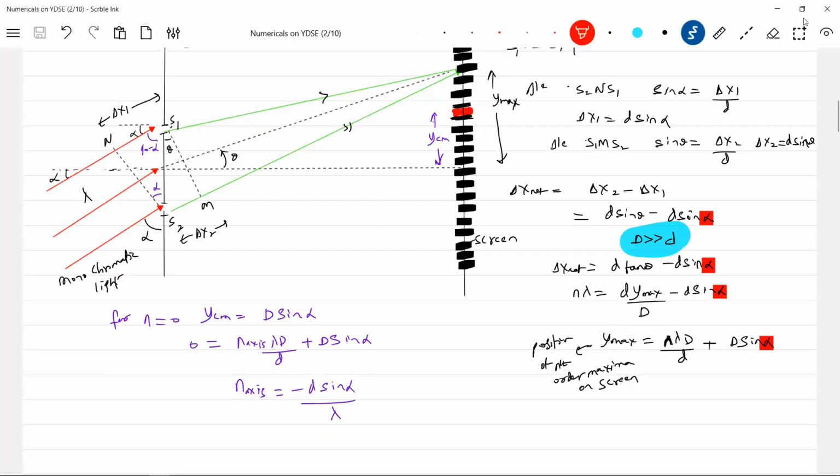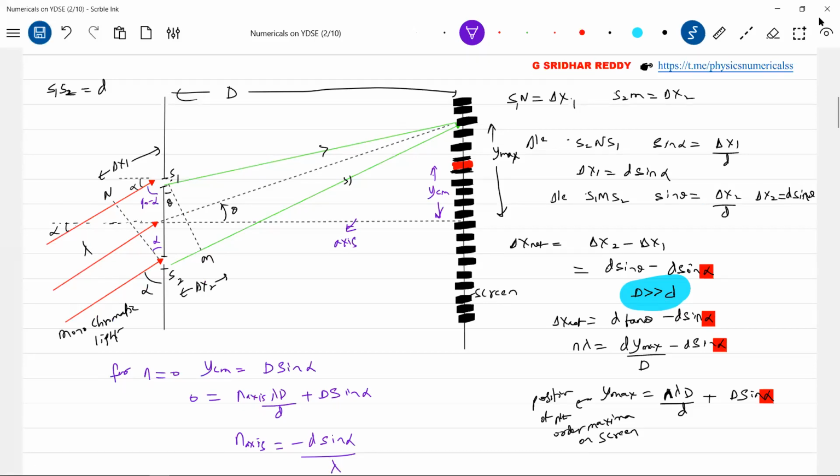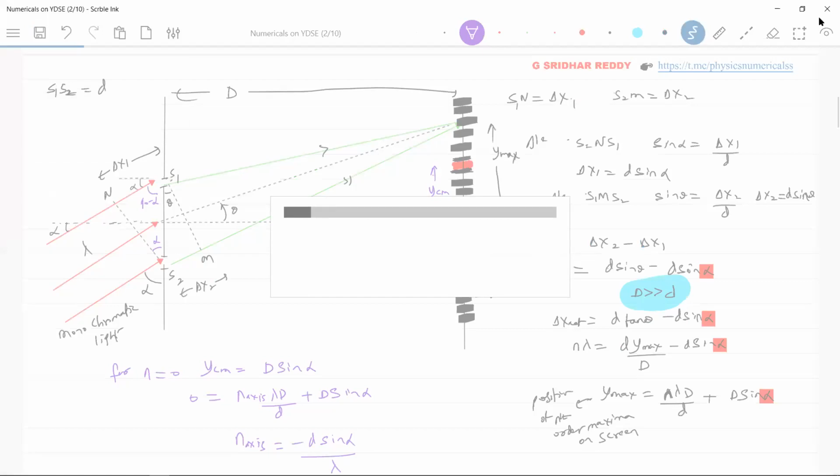Okay, what is the order of interference at the axis? Definitely it shows a negative sign. What that negative sign shows is that the central maxima will lie above the axis. This is the axis. Okay, just have a glance at the total content. I'll scroll down further.